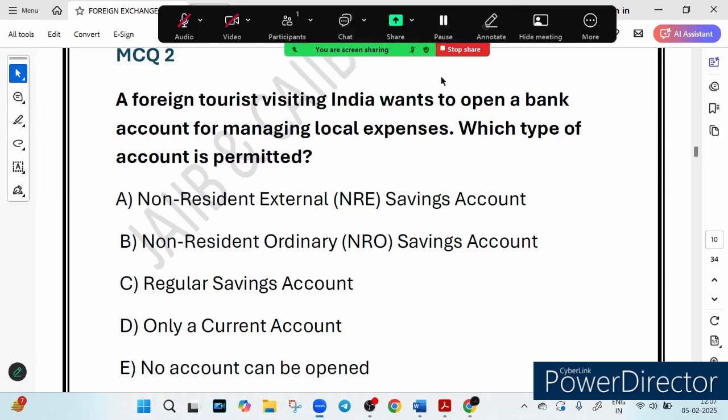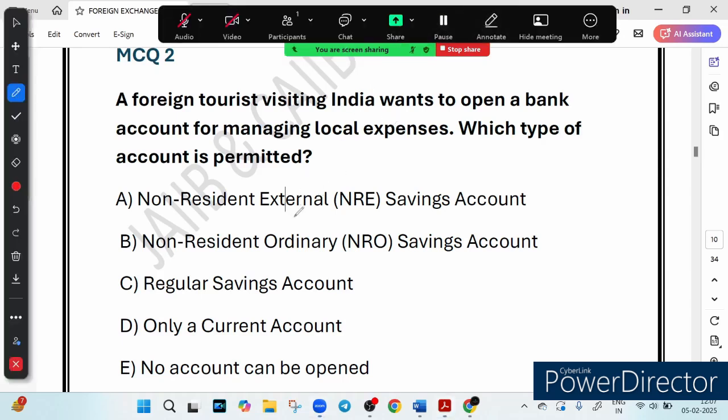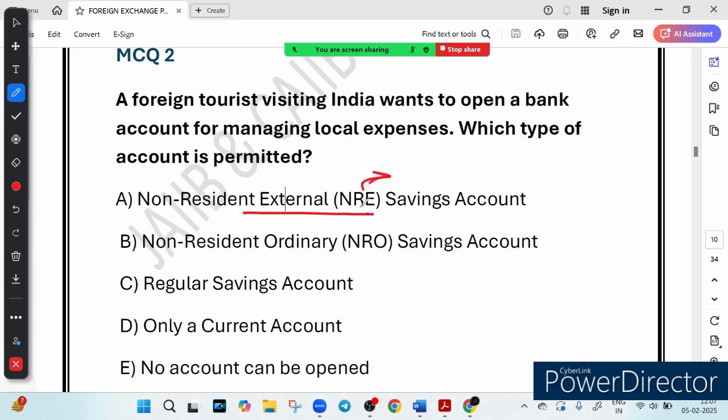First option says NRE savings account. Let's talk about it. NRE savings account is a non-resident external savings account. So it is for non-resident Indians, NRIs who earn income from abroad and want to park their foreign earnings in India. Foreign tourists are not NRIs, right? They are just visitors for a short time, so they are not eligible to open an NRE account.